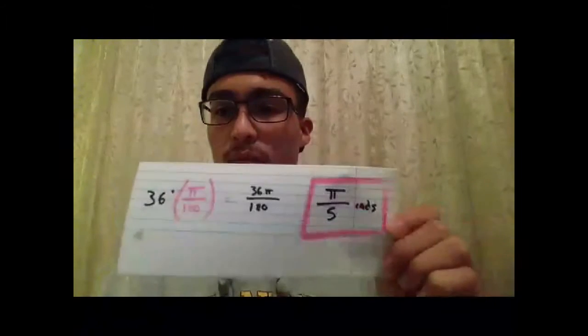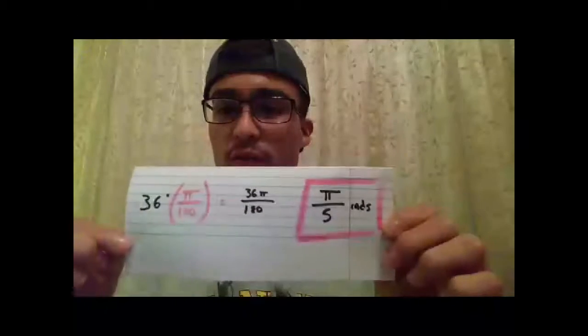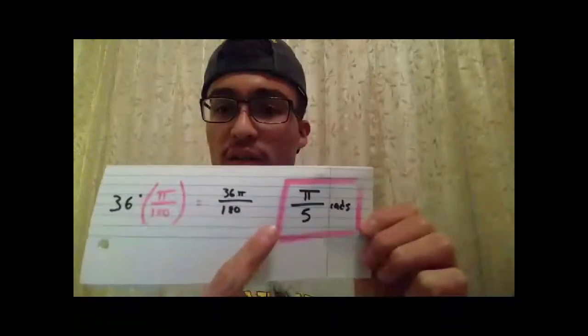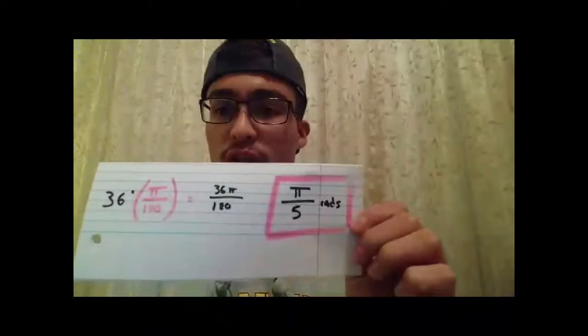When you're finding degrees, you would use 180 over pi, multiply them together, then you simplify to get your final answer. When finding radians, you multiply straight across, you divide, simplify to get your final answer. Pi over 2 radians.